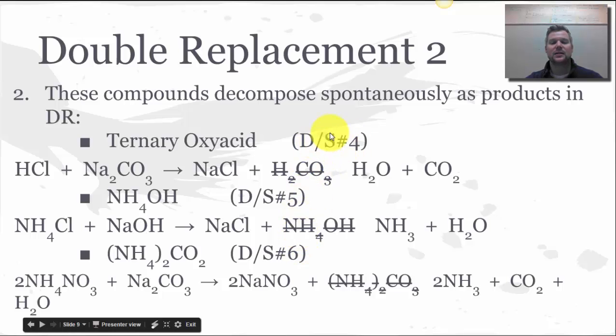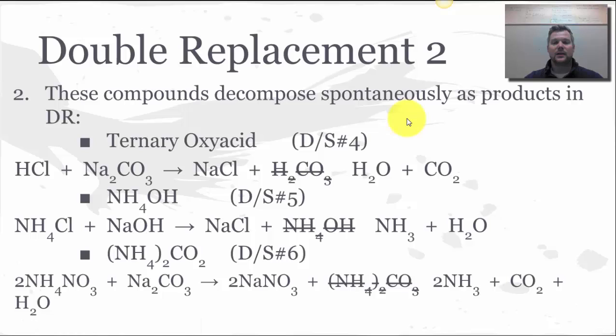So we've actually seen these reactions. If we make a ternary oxyacid, we make it into a nonmetal oxide and water. That's right here. If we make an ammonium hydroxide, we make ammonia and water. And then if we make an ammonium carbonate, we break that down into its three parts, which are ammonia, carbon dioxide, and water right here. So those break down into those pieces if we make them. So the key here is you need to say I have a double replacement. I need to check if one of my products happens to be one of these three.